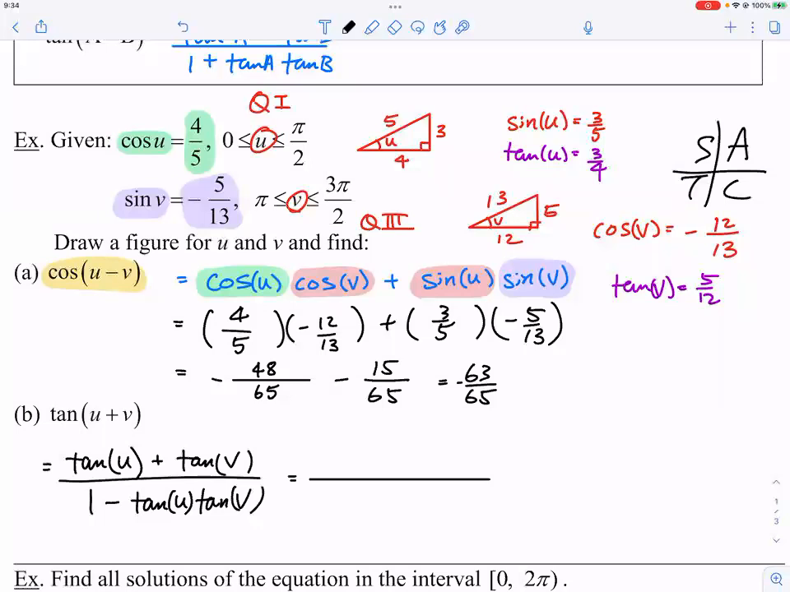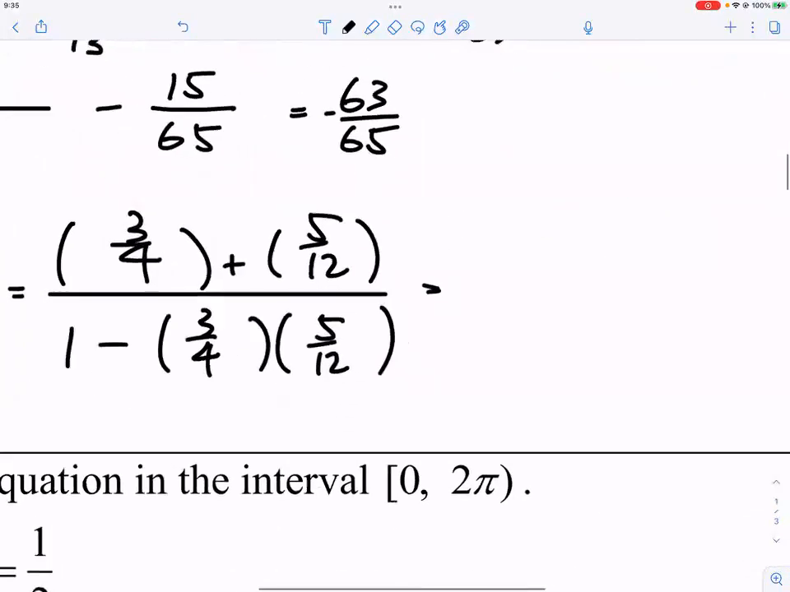So we can just go ahead and substitute. And now I will tell you again, most people stumble here, not because of the tangent values. Most people stumble here because of these signs. So please don't miss the signs. So tangent U is 3/4, tangent V is 5/12, and 1 minus 3/4 times 5/12. So enjoy working with these fractions.